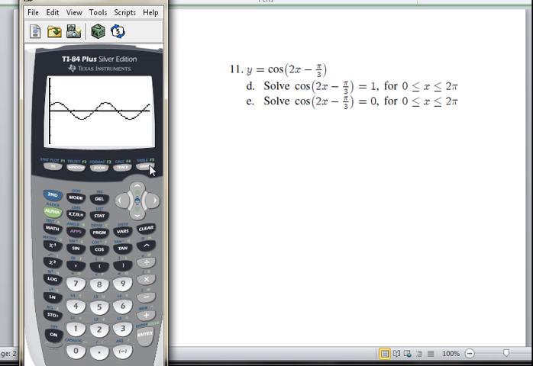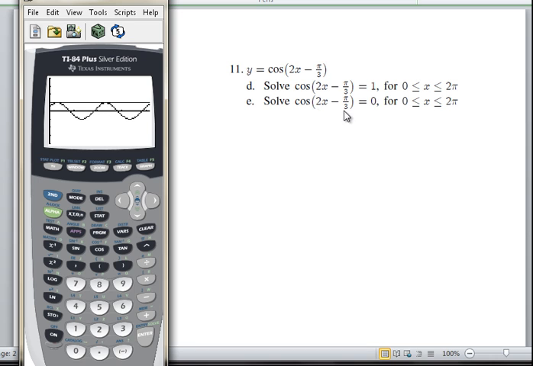Okay, so now what we want to do is figure out part D. We want to solve for when this equation is 1. So go back into y equals and make y2 1 and then hit graph. And you'll notice here that your graphs intersect in two places in your window, right?